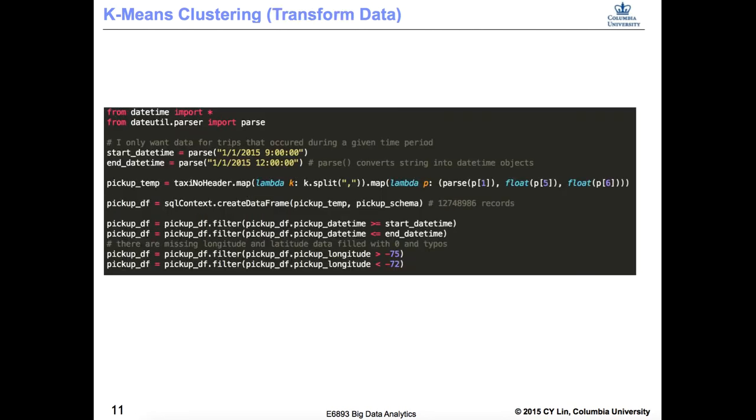Second, we transform the data. We don't want all the variables, only the datetime variable, longitude, and latitude. We also don't want all the observations in January, but only the trips that occurred between 9 a.m. in the morning and noon on January the 1st. So the map method is used twice to transform each line of CSV into a list and pick only the desired variables from each line. A start time and end time are set and used to filter the desired trips. Also, we exclude missing values and typos.